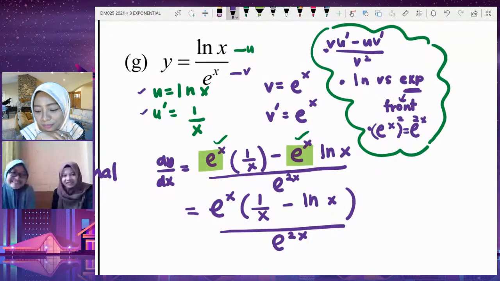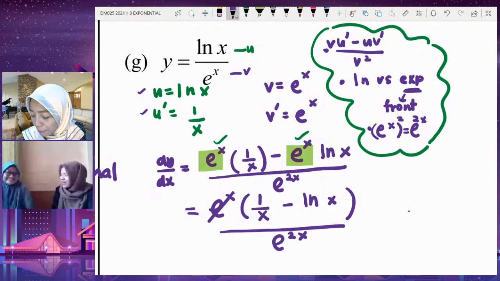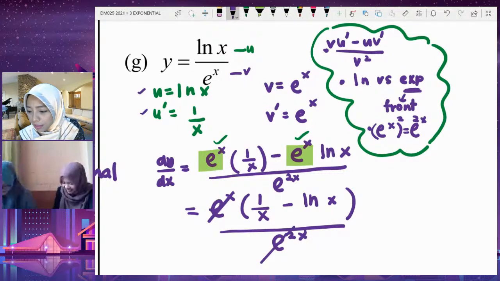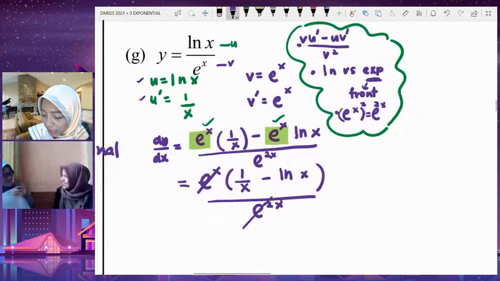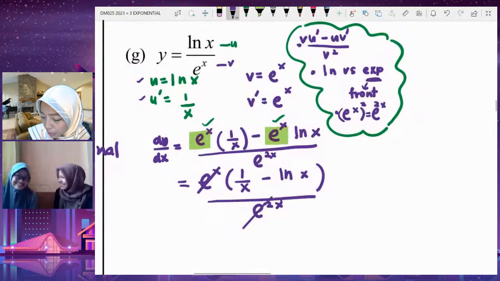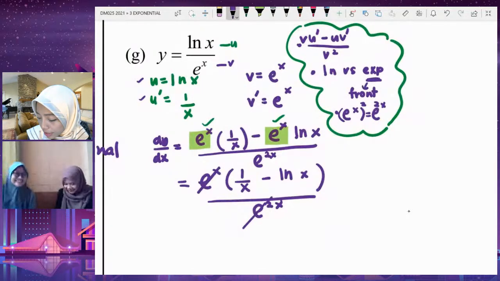Boleh potong. Exactly. Baguslah. I'm so happy. I'm so glad that my student dapat memberikan respon yang betul. Tapi tak apa. Kalau salah pun I tak marah. It's a learning process. Okay.